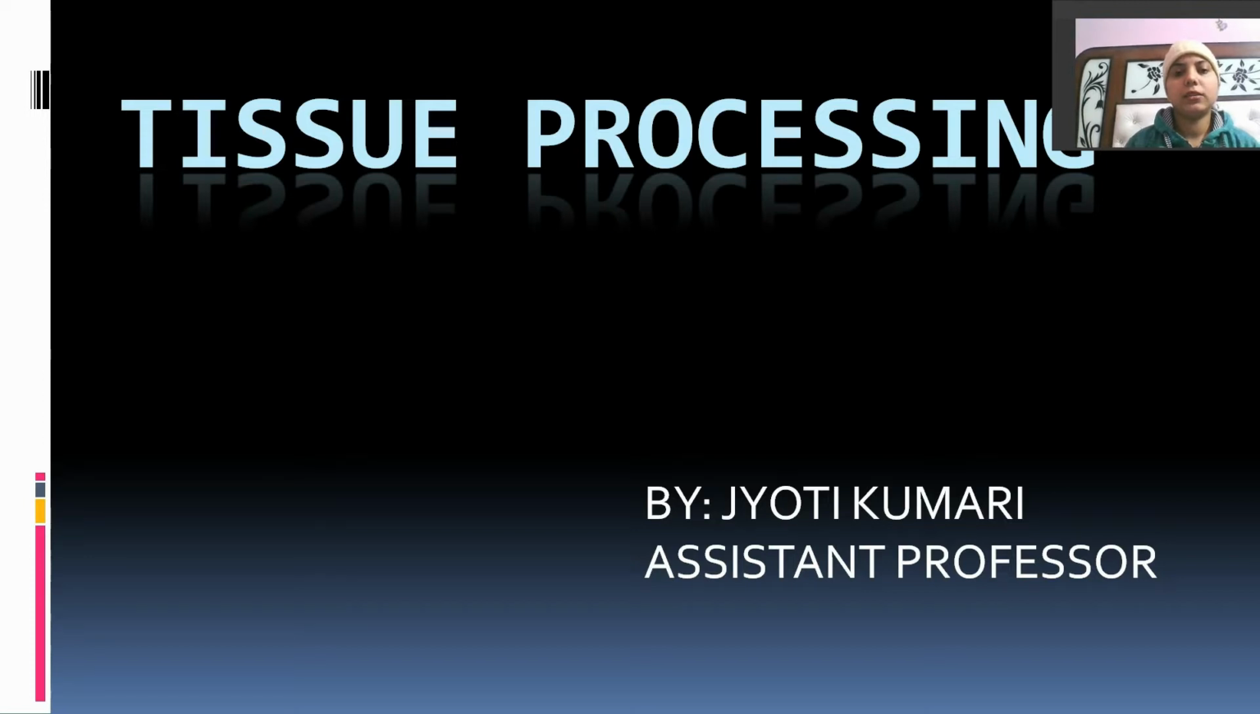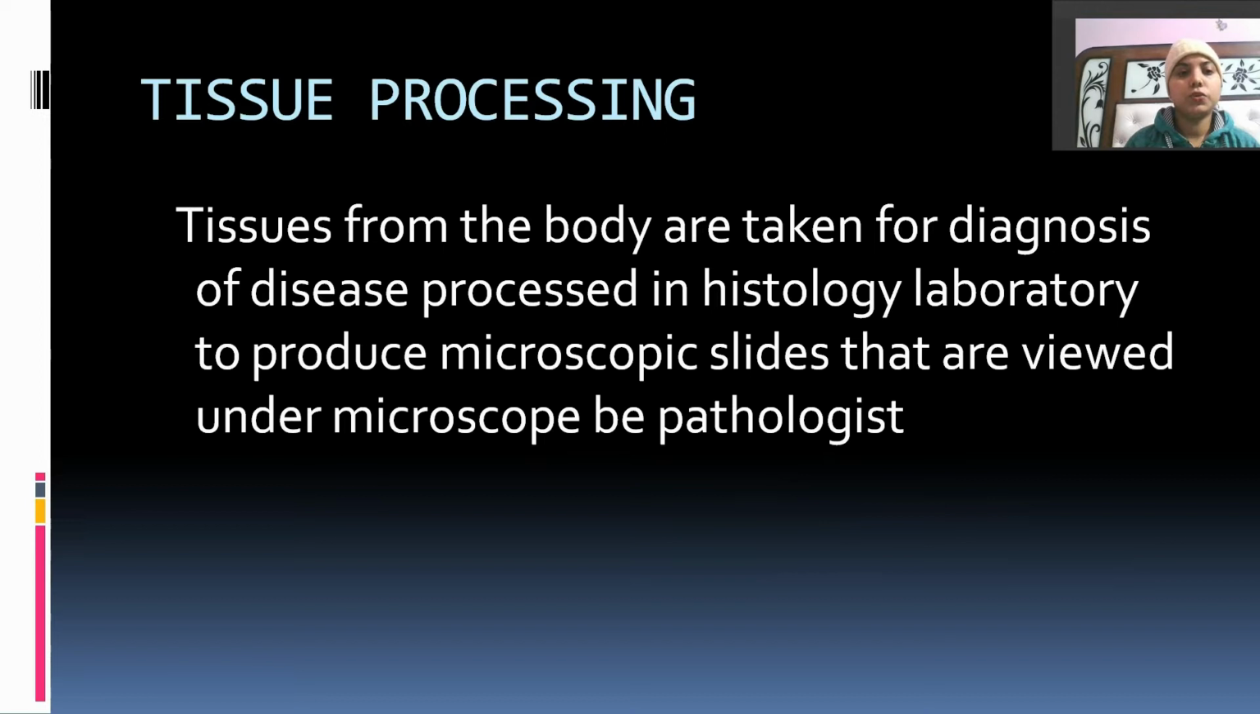So in this video, we are going to learn about tissue processing. Tissue processing is that tissues from the body are taken for diagnosis of disease and processed in a histology laboratory to produce microscopic slides that are viewed under a microscope by the pathologist.